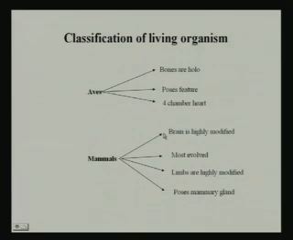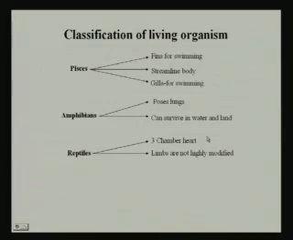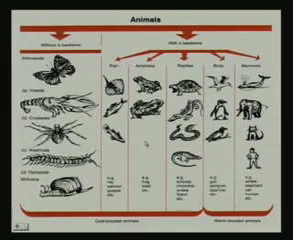Then the most developed species in this world are the mammals. The mammals are the most evolved. They have mammary glands. Their limbs are highly modified and they have the most developed brain, and that is the reason why the mammals, the Homo sapiens, are considered to be the most developed species in this world, in this universe.